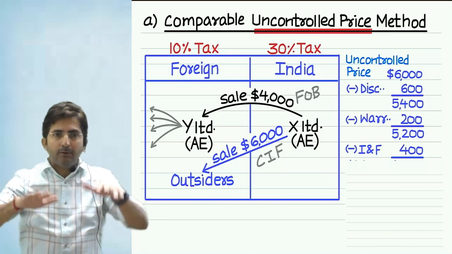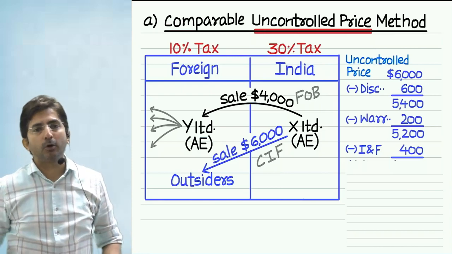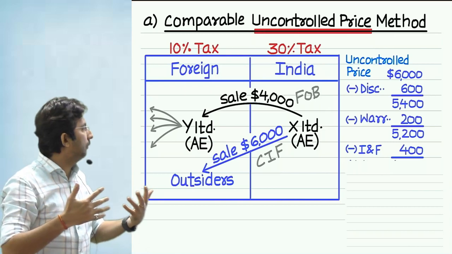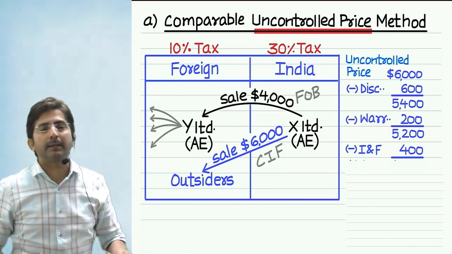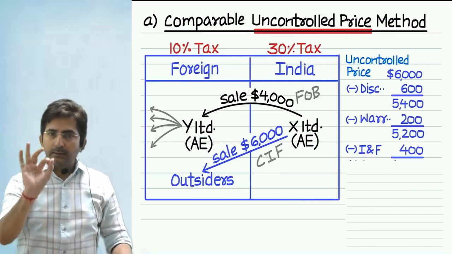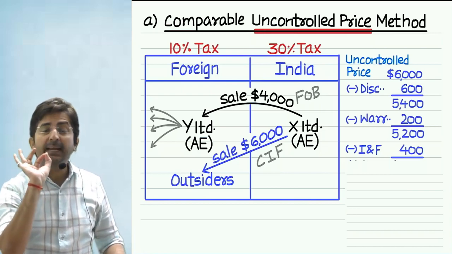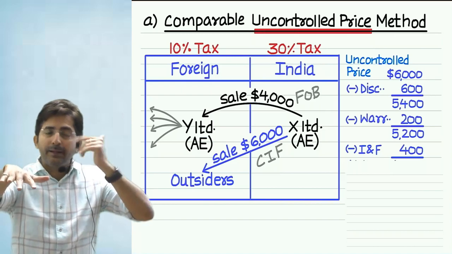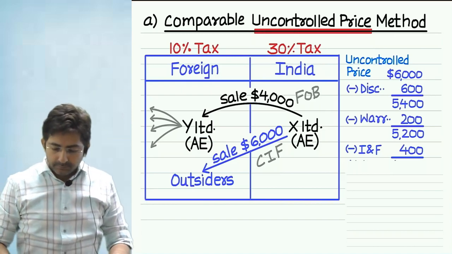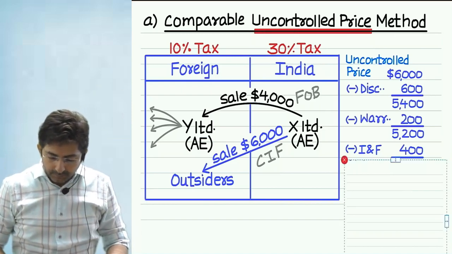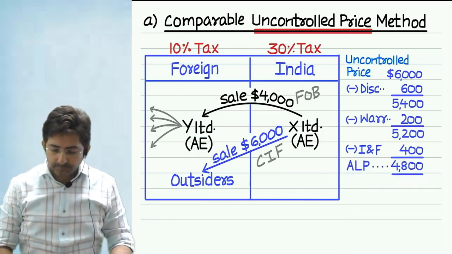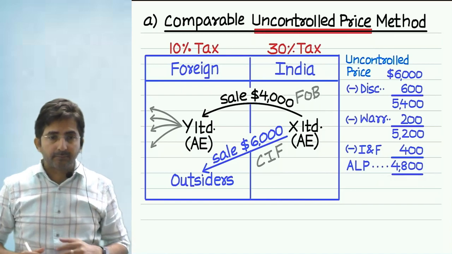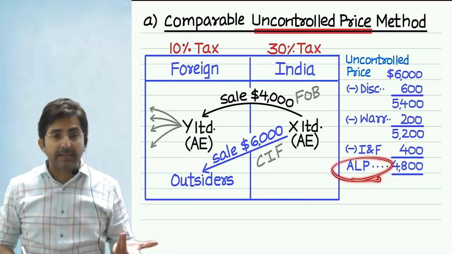This technique will be so simple for you to remember, because without this, it is very difficult to imagine whether to plus or minus. And if you fix in your mind that all the adjustments are to be done in the uncontrolled price, automatically your brain will work. Now pay attention here. After these adjustments, can you see the final price is 4,800? This is the arm's length price.